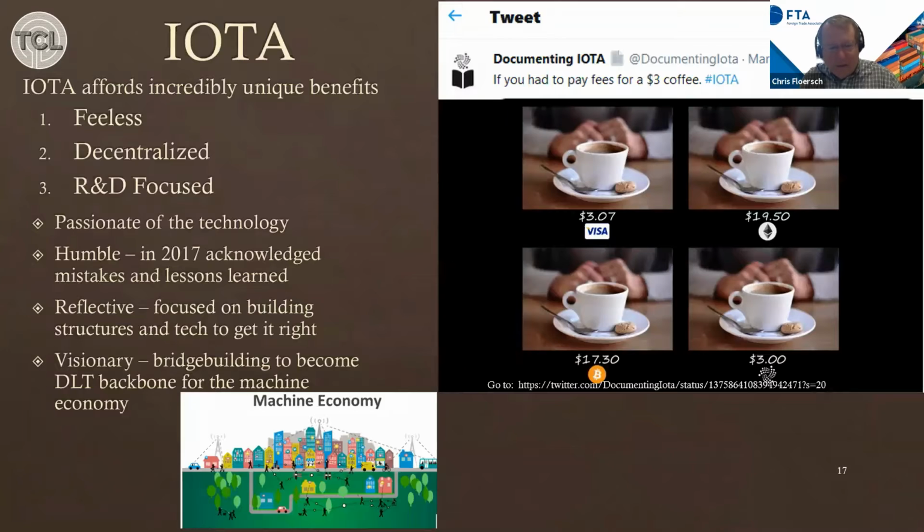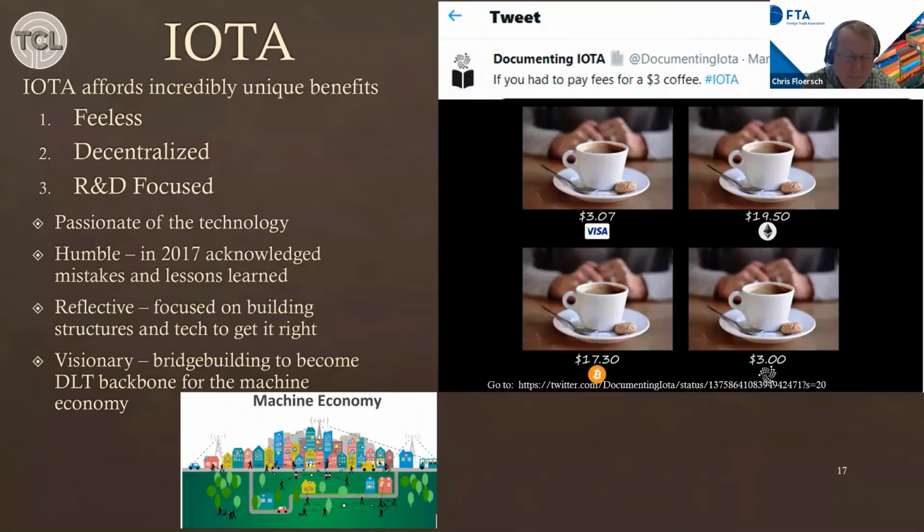So let's talk about IOTA. A couple words here just to introduce or lay some things. I'm going to tell you my impressions of IOTA, what I have seen, and then I'm going to hand it over to Jens, and Jens will tell us a lot more. So it affords incredibly unique benefits. It's feeless technology. That means the business model can be based on micropayments. That's something else we can get into here.